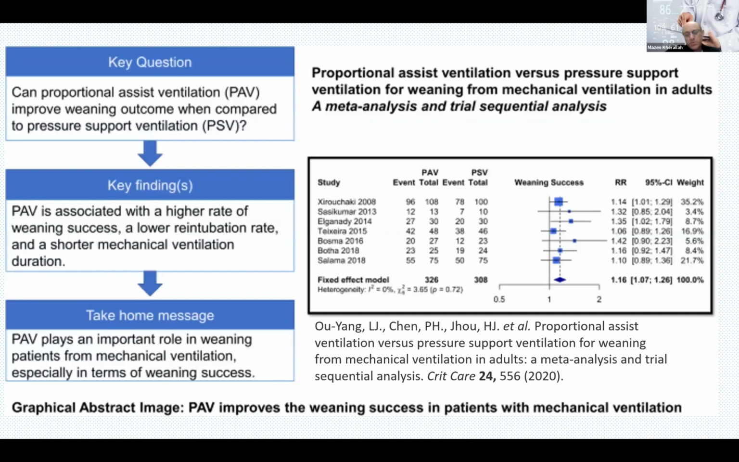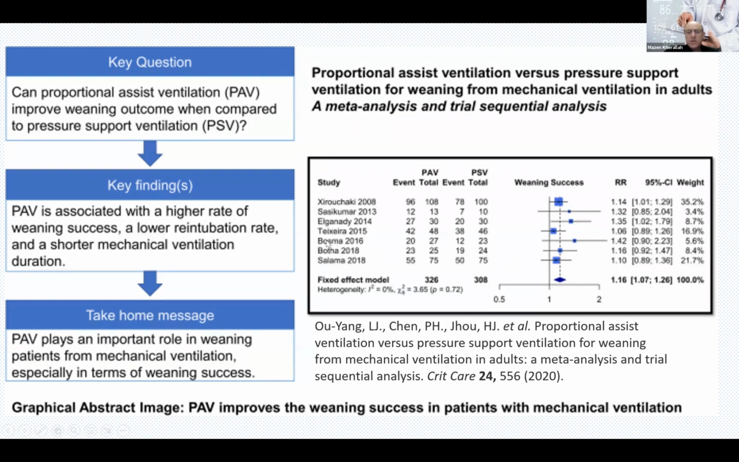Multiple studies. The purpose of this presentation is not to show you whether this mode is better than the others or not, but I thought people may question that. And you can see that this is a meta-analysis in favor of proportional pressure support modes in terms of weaning faster from the ventilator and shortening the time on the ventilator. So those patients who were on PPS had a higher rate of weaning success, lower reintubation rate also, and shorter mechanical ventilation duration. Mortality was the same with others.